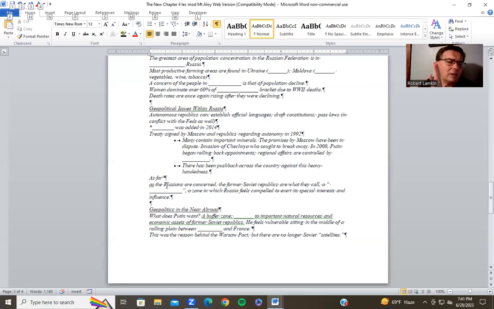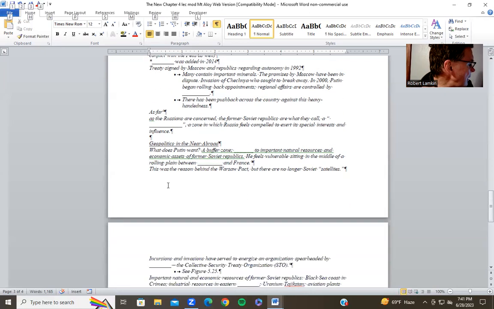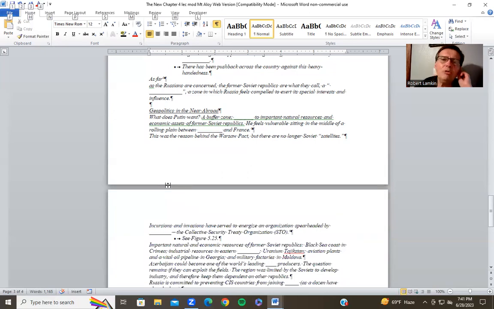But what about geopolitics in the near abroad? Well, the big question a lot of us have is what does Vladimir Putin want? Well, he wants a buffer zone, just as his forefathers did, right? Trotsky and Lenin at the Bolshevik Revolution, the Iron Curtain, and Stalin. They wanted a buffer from the evil capitalist West, right? And they want access at the same time to important natural resources and economic assets of the former Soviet republics.